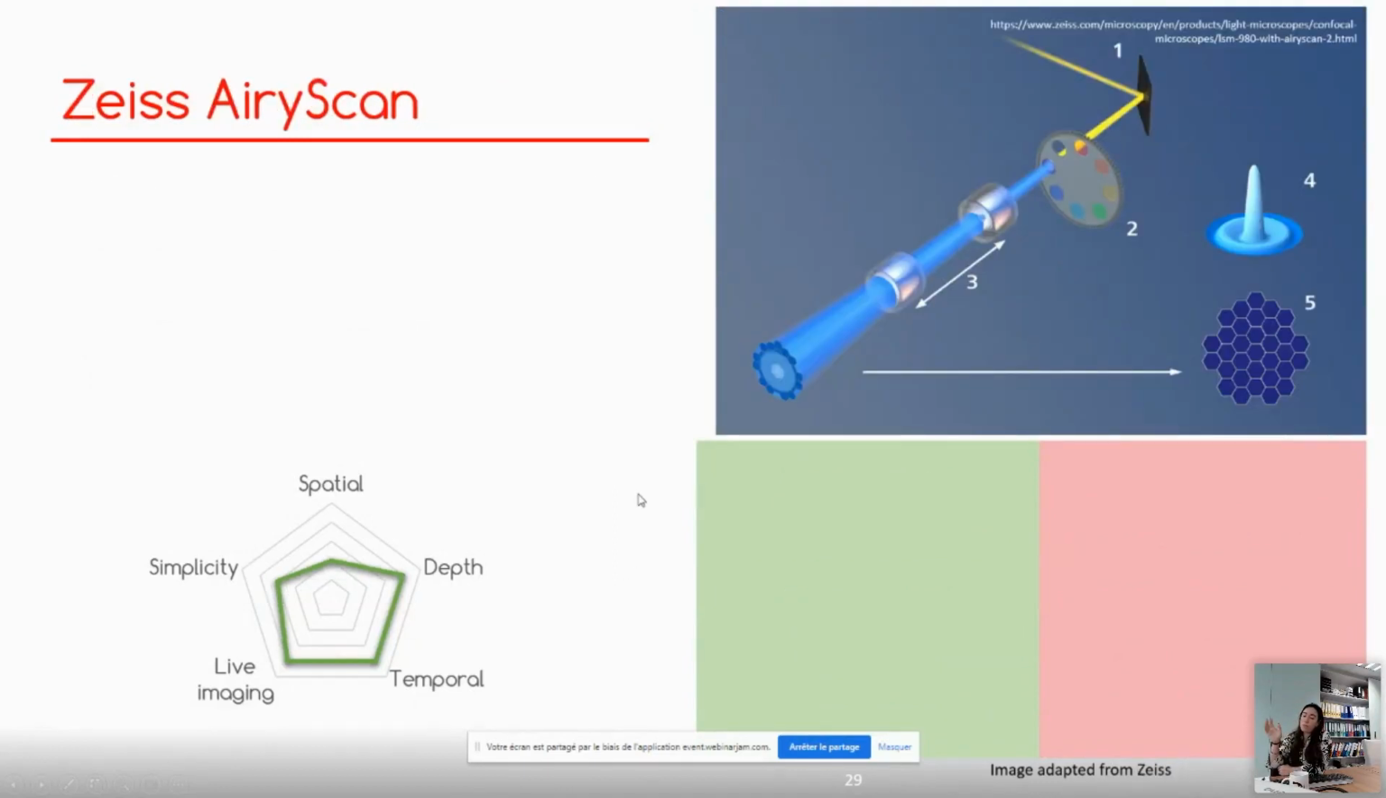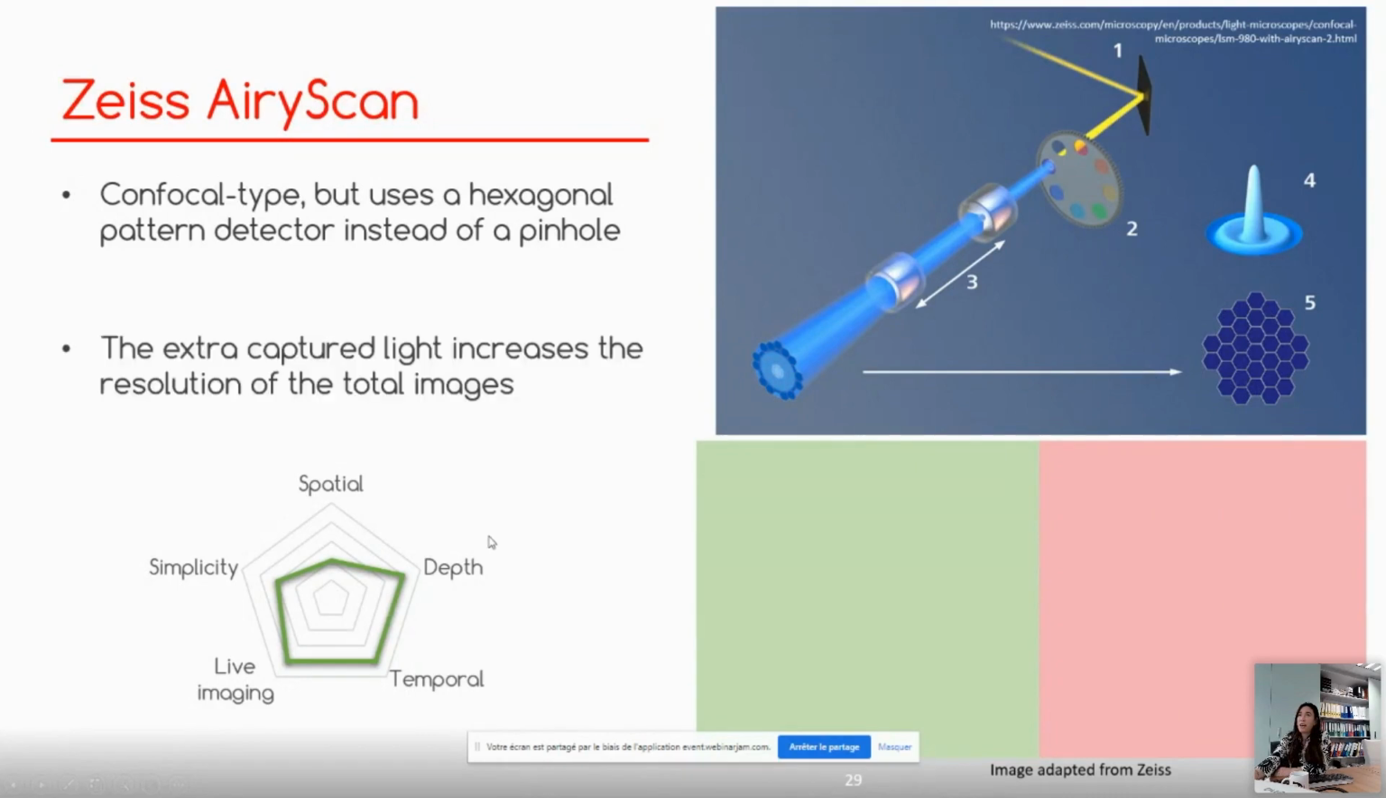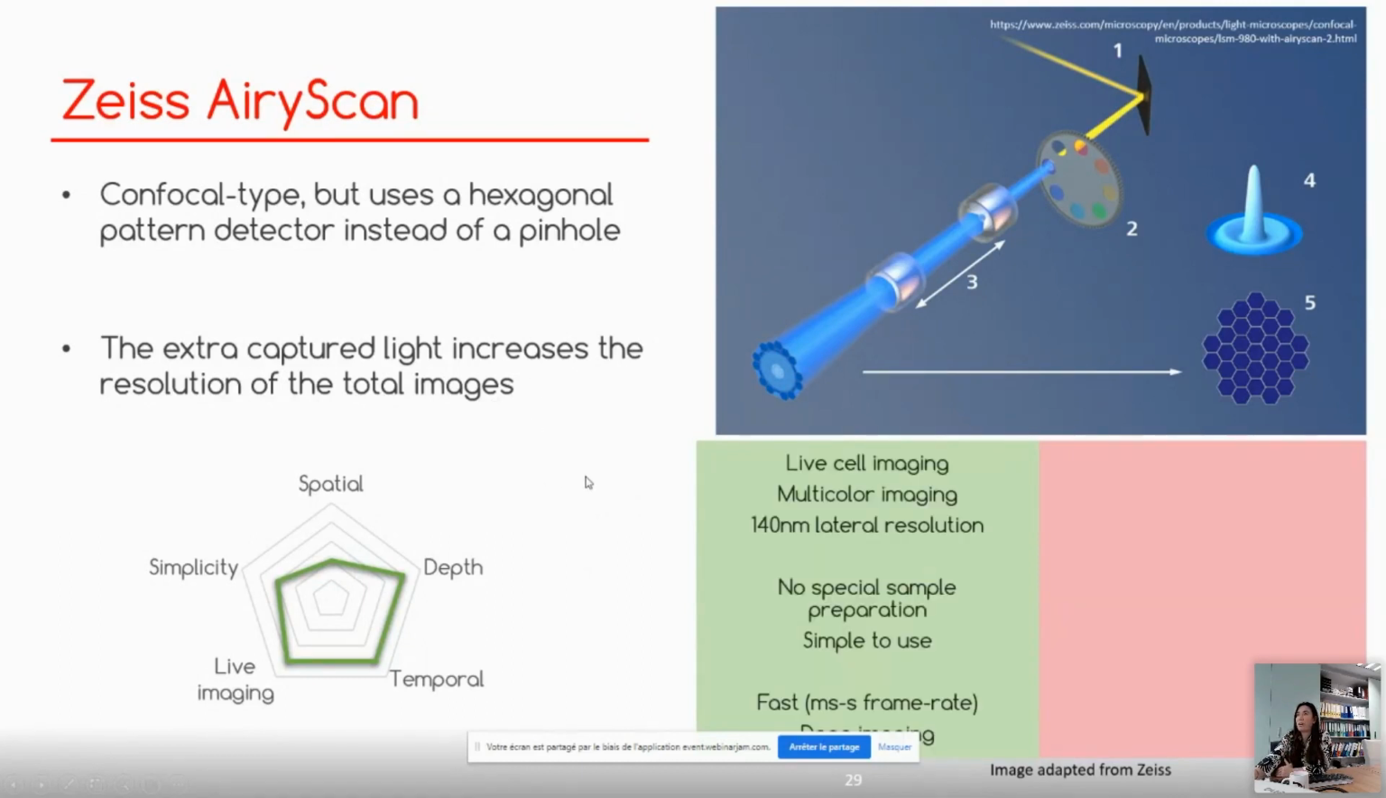So another way that borrows a bit, again, from the confocal scanning is the ARRI scan. So this uses another confocal type analogy, but instead of using a pinhole, there is a hexagonal shaped detector. And so this detector allows us to capture a lot more light. So we're making a lot more use of the signal that we are getting from the total amount of images. So this is very compatible with live cell imaging. You can use multiple colors, get up to 140 nanometers of lateral resolution. No special sample preparation is required. It's simple to use, well established, and it's also fast as well.